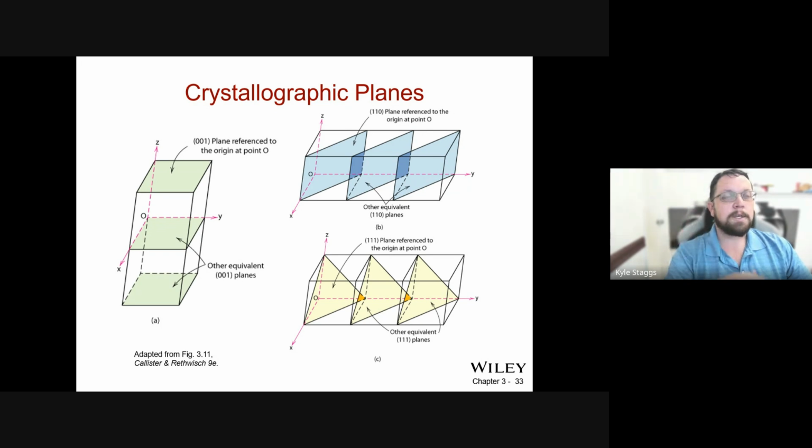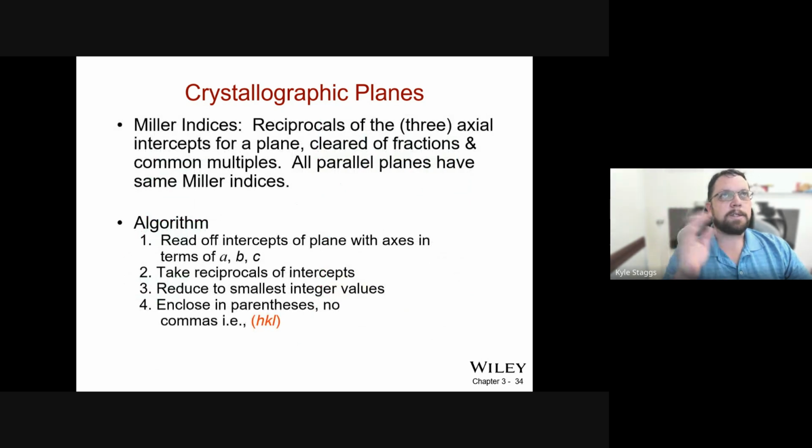Basically anywhere along the z-axis. The 110 plane is pictured here in blue, and there are other equivalent planes going along the y-axis. And the 111 planes, those sharp shards that I was referring to as how those materials behave, again typically along the y or the z-axis, there are equivalencies.